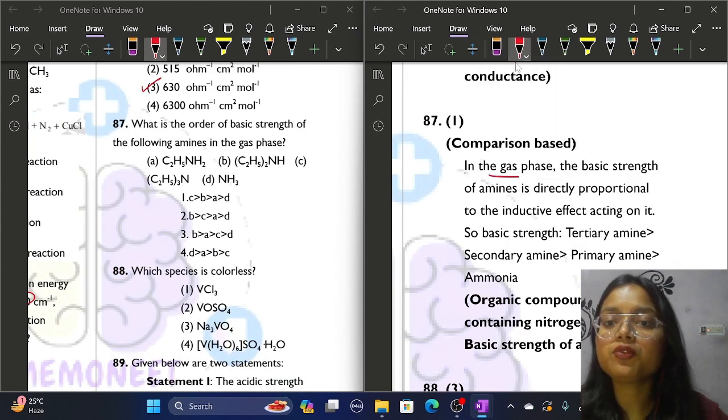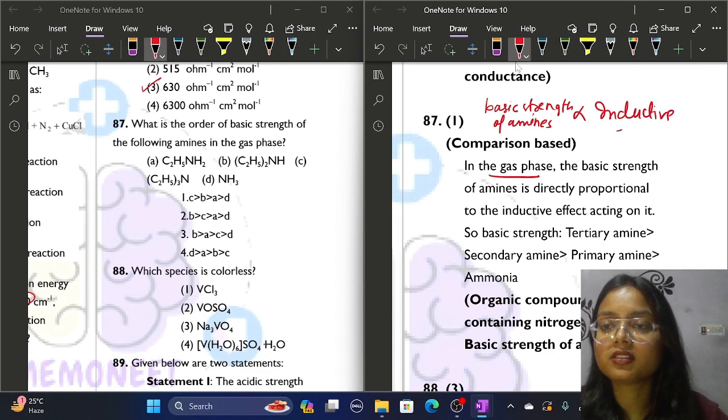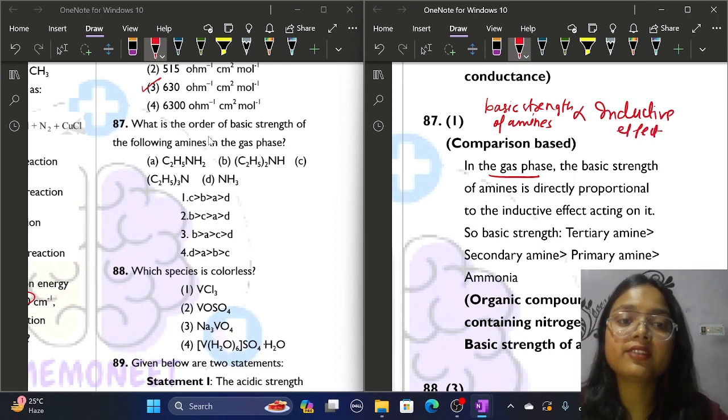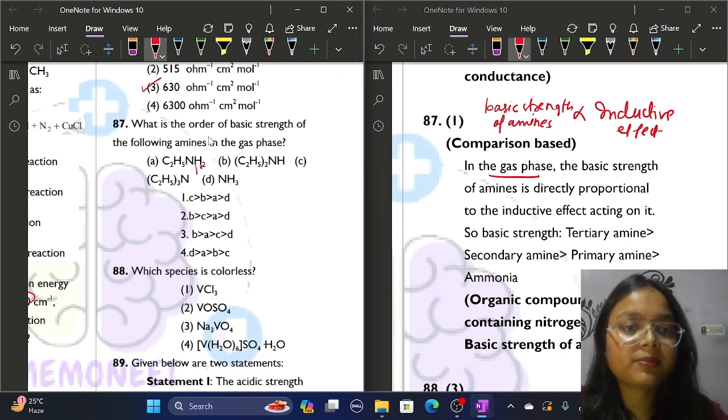So for the gas phase, the basic strength of amines is directly proportional to the inductive effect acting on it. So let's find out which degree of amines there are. This is the primary, first degree amine, this is the secondary amine, this is the tertiary amine, and this is the zero degree amine.